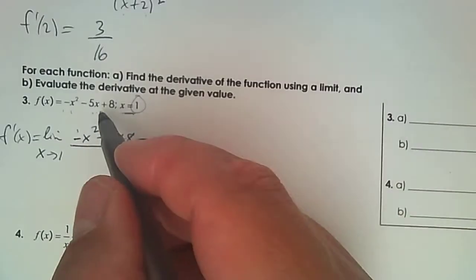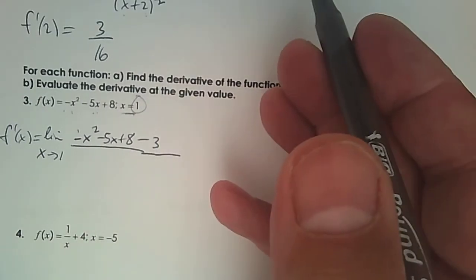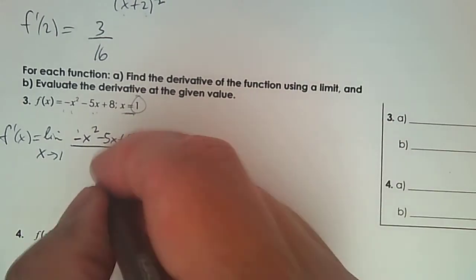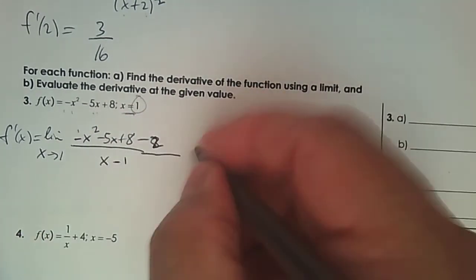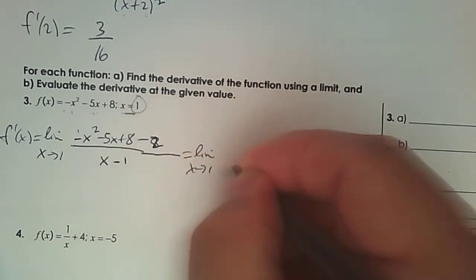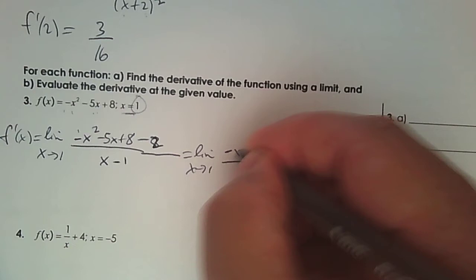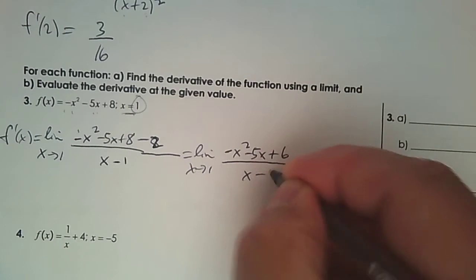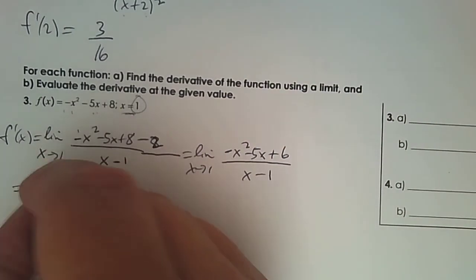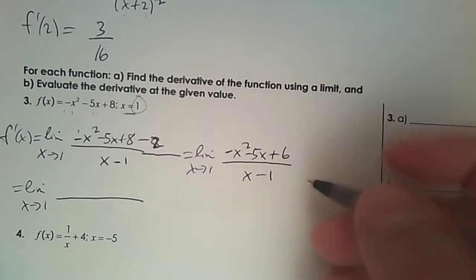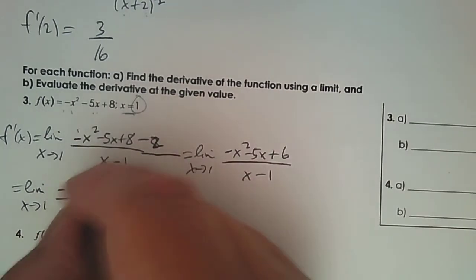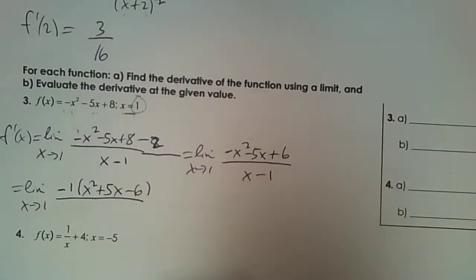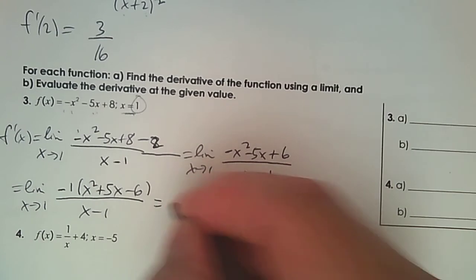So negative 1, negative 5, that's negative 6, plus 8, so it's negative 2. There it is. And then in the bottom is x subtract 1. I'm going to combine like terms here. So that's negative x squared minus 5x plus 6. Then, in order to factor this, I need to factor out a negative 1 from the quadratic. So negative 1 is going to be factored out in front, and then it'll be x squared plus 5x minus 6. Now I'm going to continue to factor this.